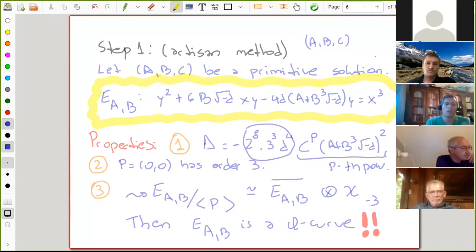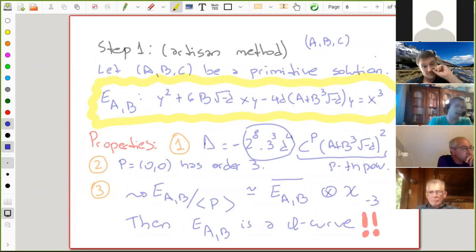The curve has a particular point, which is (0, 0). It has order 3. So if you add the point 3 times, you get the 0 in the curve. And if you mod out by this point, you get the conjugate curve twisted by the quadratic character attached to the extension Q of square root of -3. And this means that your curve is a Q-curve. So what does it mean to be a Q-curve?